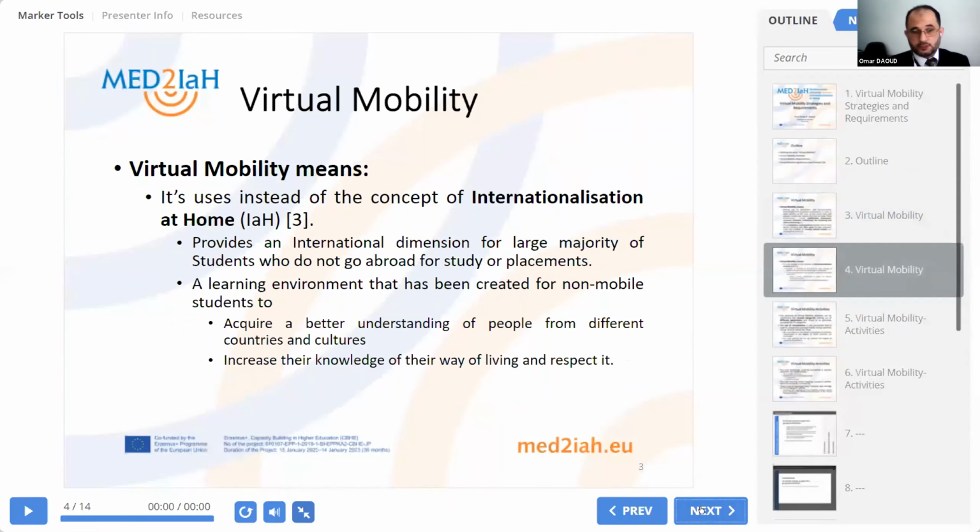The third one, which is in terms of our project, Media to IH, is used instead of the concept internationalization at home. So it provides an international dimension for the large majority of students who don't go abroad for study or placement. A learning environment that has been created for non-mobile students in order to acquire a better understanding of people from different countries, or as Dorsaf says, different cultures, increase their knowledge of their way of living and respect it.